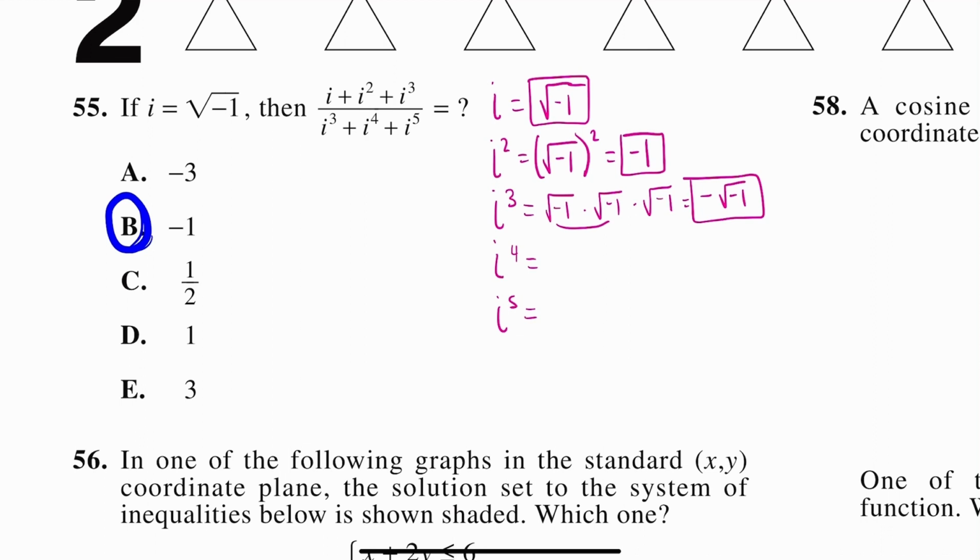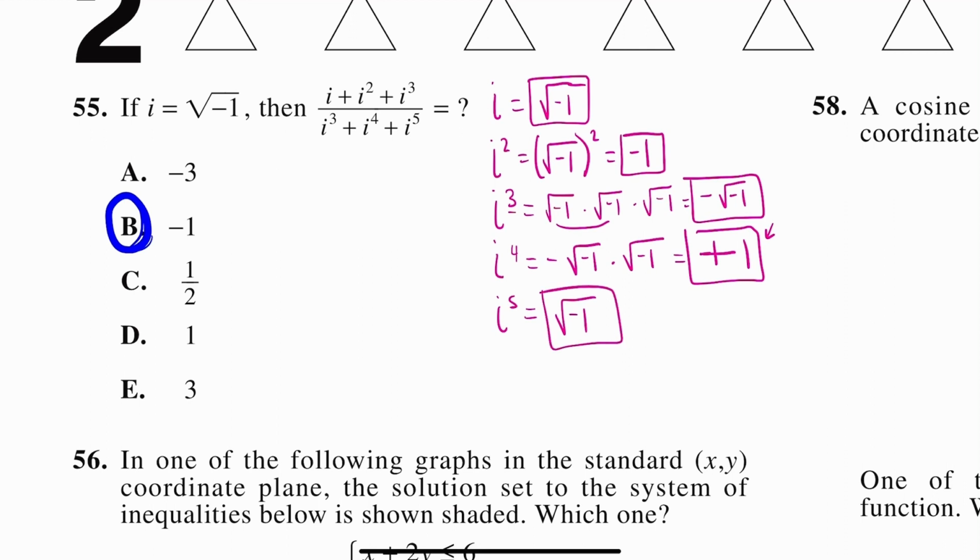So then i to the 4th is really just this negative square root of -1 times the square root of -1, because this had 3, so we're just multiplying 1 more. So that's square root of -1 times square root of -1 is negative 1, which is just positive 1. And then the whole cycle repeats itself. So multiply this by 1 more square root of -1. So that's just going to get us square root of -1.